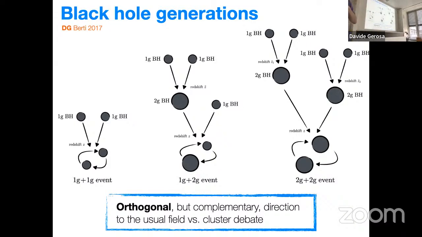So I like to think of this as an orthogonal direction, because I don't really care how the black holes are put together, just that there are more generations of mergers, but at the same time complementary to the field cluster debate I was hinting at before. And I say complementary because, of course, to put together black holes, you need some form of dense environment that brings them together, right? But maybe there's a feature that is the generation itself that can be taken out of the data before we go into the complexity of the astrophysical formation channels.